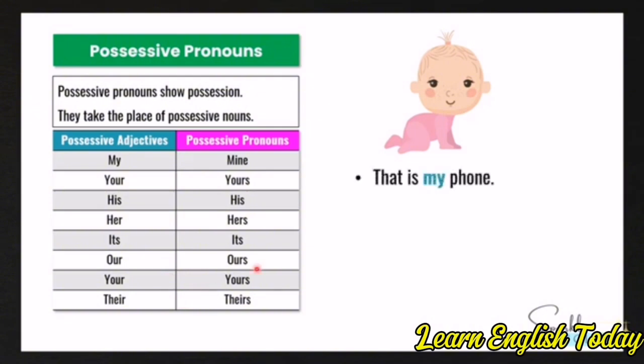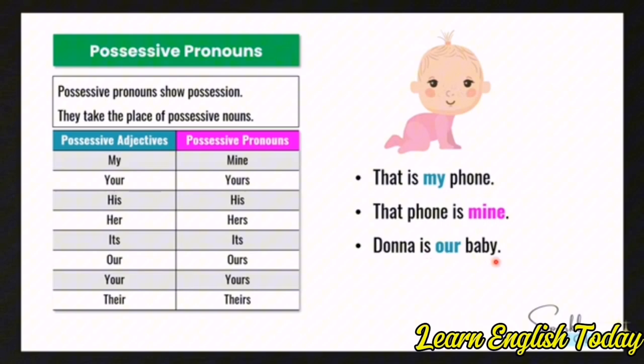For example, that is my phone. That phone is mine. It belongs to me. Donna is our baby. Donna is ours.